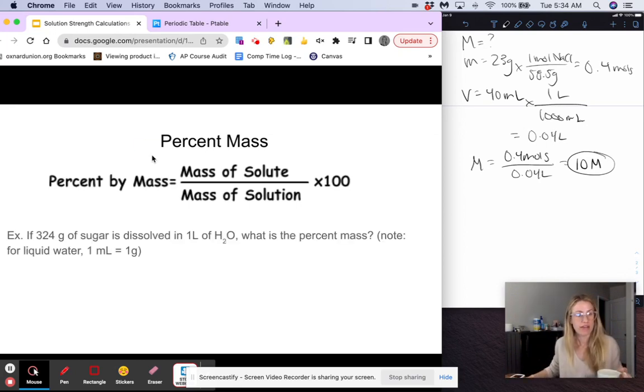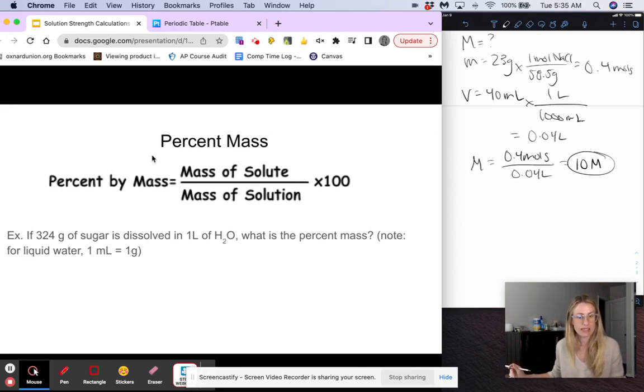So for example, if I have 324 grams of sugar dissolved in 1 liter of water, what is the percent mass? And then I give you the density of water. Well, I just give you that 1 milliliter of water is 1 gram. And that is because of the density of water. And remember, this is only for water. You can't use this for any other solution because the density of water is 1 gram per milliliter.